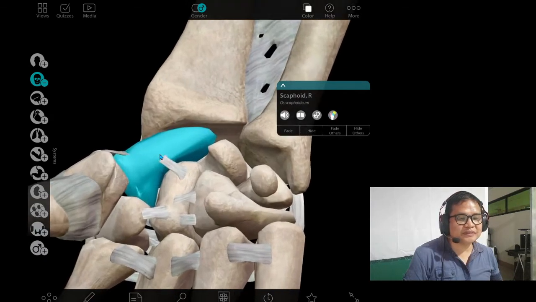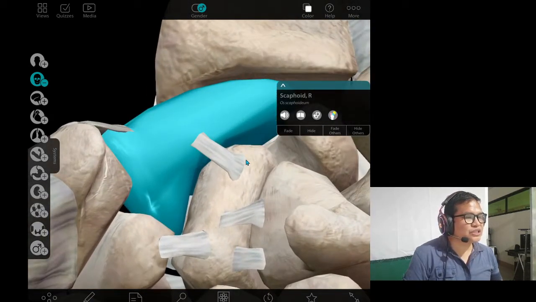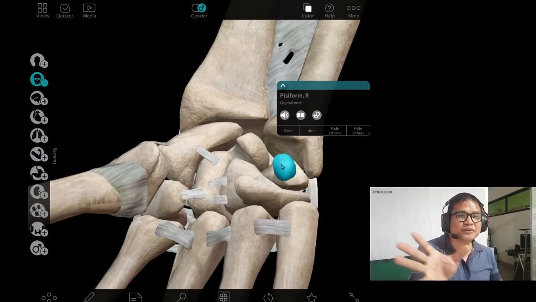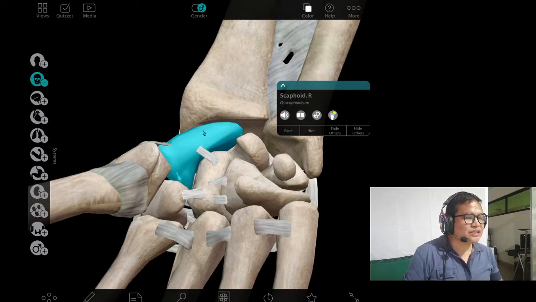So starting from this, that is the scaphoid, then you have your lunate, then you have your triquetral, then you have your pisiform. So there are 4 bones in the proximal row and another 4 bones on the distal row. So these scaphoid, lunate, triquetral, and pisiform, these are the bones of the wrist that belong to the proximal row of the carpal bones.